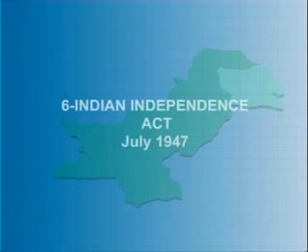Now, the June 3rd plan had to be given a legal shape. If the British wanted to leave India, and on the basis of the June 3rd plan they had to create a new system, then it was to be given a legal shape. And that legal shape was given in the Indian Independence Act, a law that the British Parliament passed.